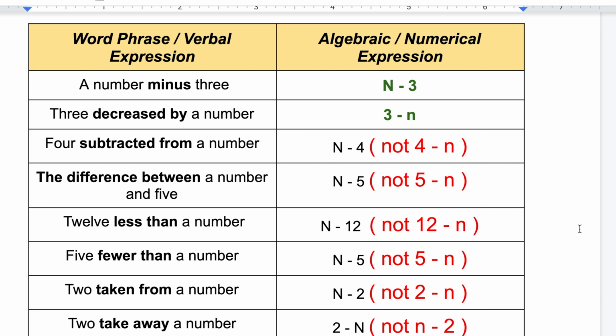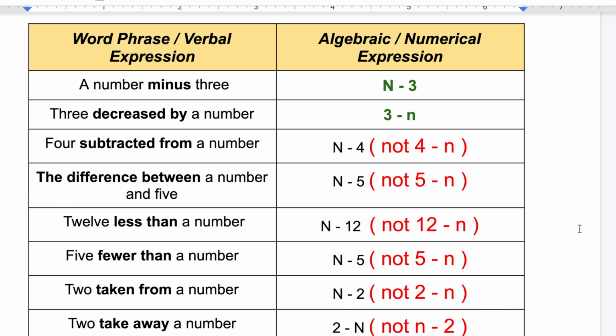Why? If you take another example, like what's the difference between 3 and 5? That means 3 is 2 less than 5, right? So 3 is 2 less than 5, which is 5 minus 2. It needs to be flipped. Be careful. 5 fewer than, exactly the same as less than. 5 fewer than a number, n minus 5, not 5 minus n. 2 taken from a number, exactly the same as the previous examples. 2 taken from, so I have already taken 2 from the original number, which is n, so n minus 2.